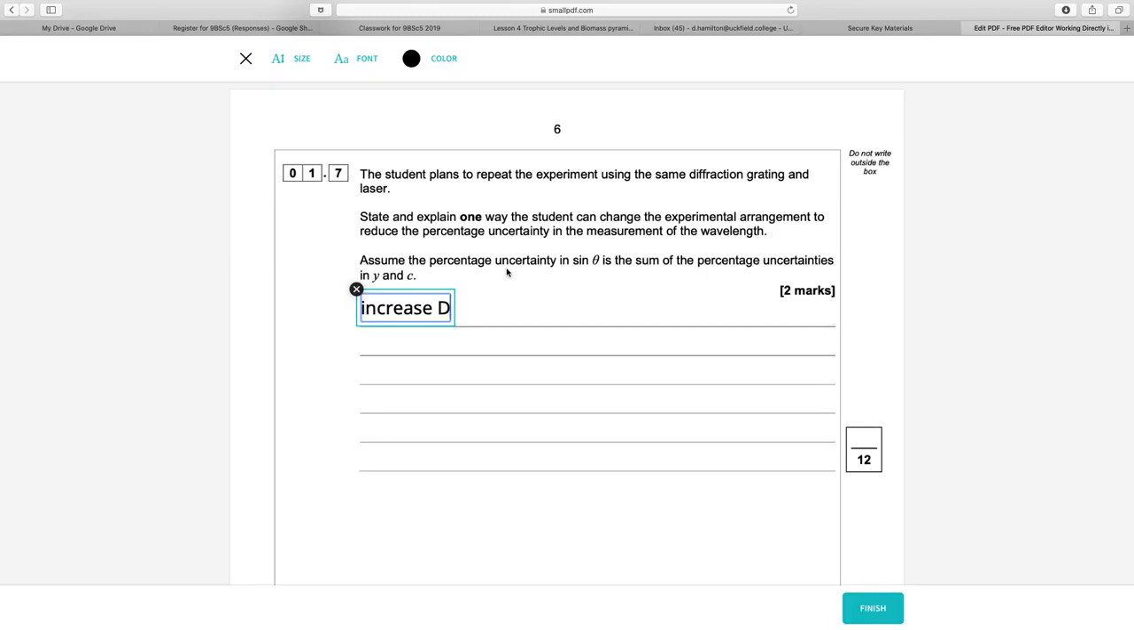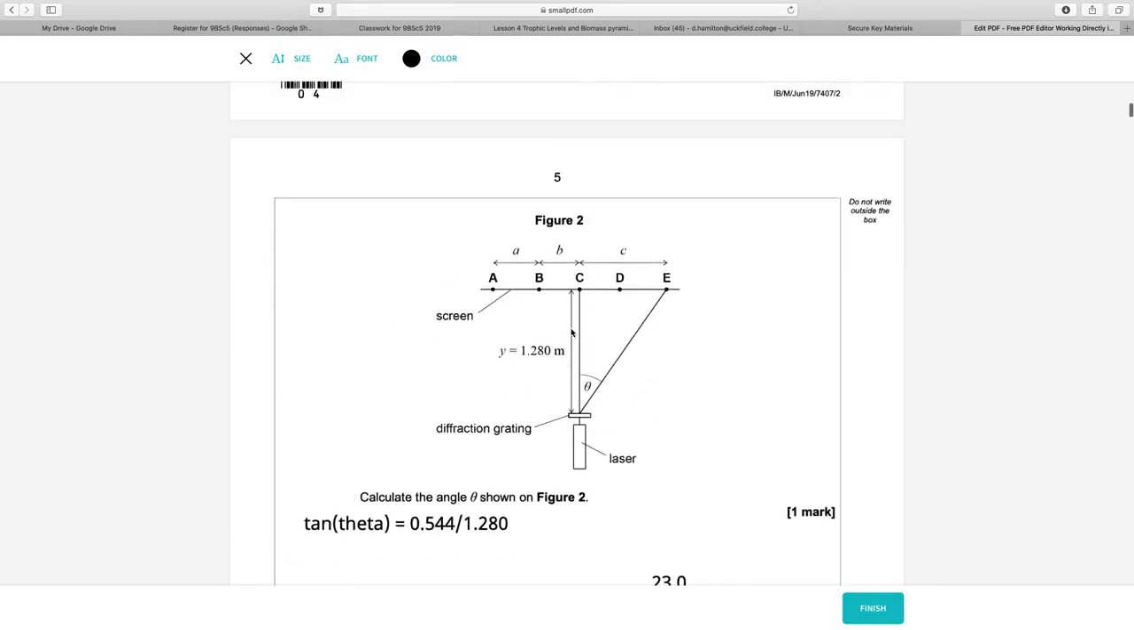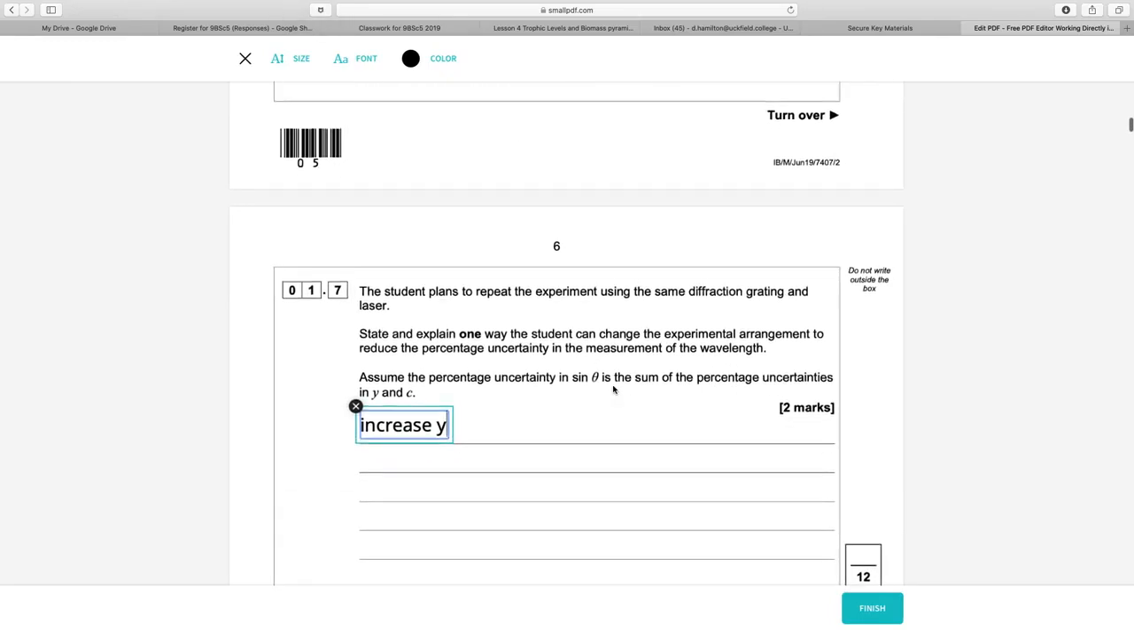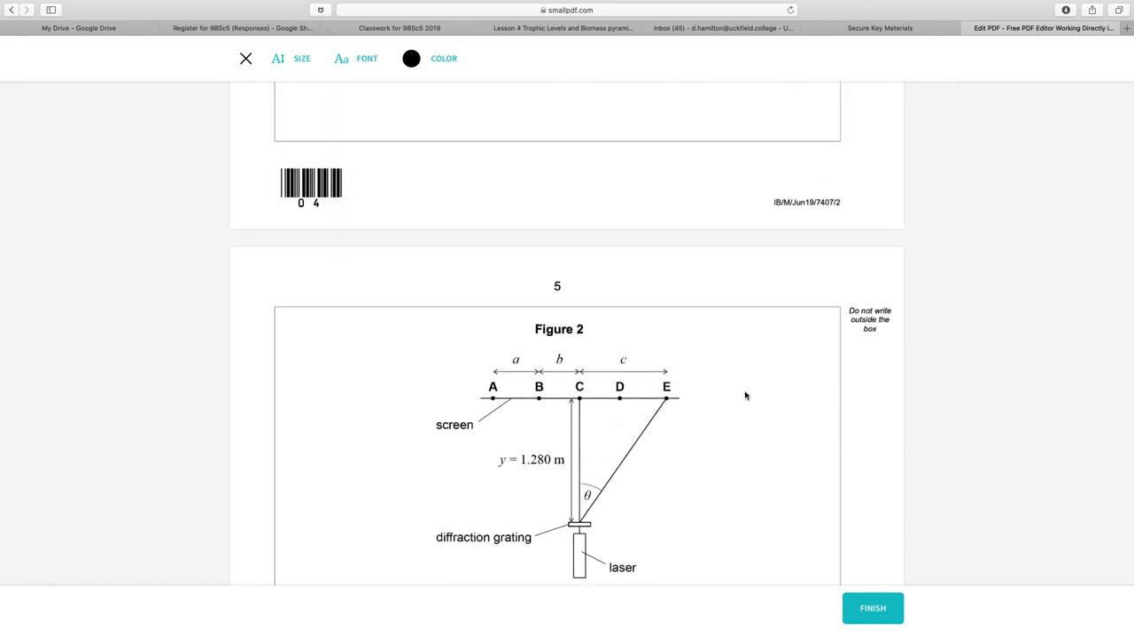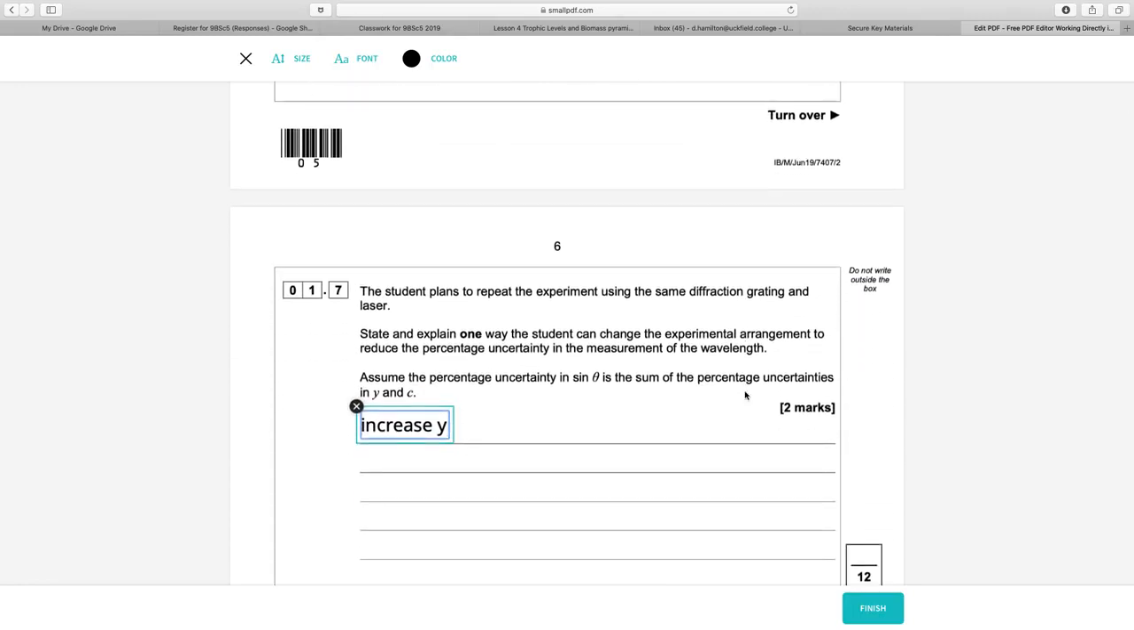Also, by increasing d, you're going to, I've increased y, let's use the right terminology. If you increase y, then you will decrease the percentage uncertainty in the value of y, which in turn will decrease the percentage uncertainty in your calculated value of lambda. And also, if you make D bigger, you'll make C bigger, and therefore you will decrease the percentage uncertainty in C, thereby decreasing the percentage uncertainty in lambda. So increase Y, which decreases the percentage uncertainty in Y, and so in lambda.